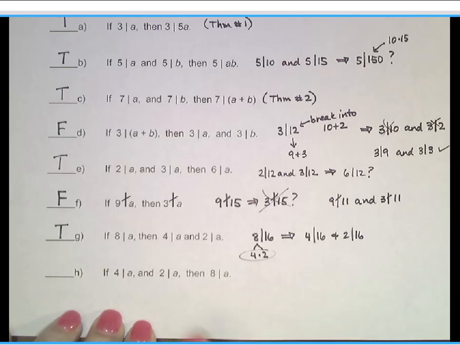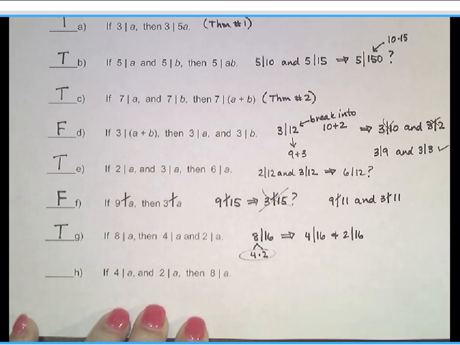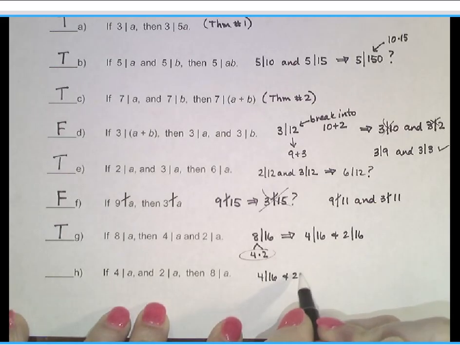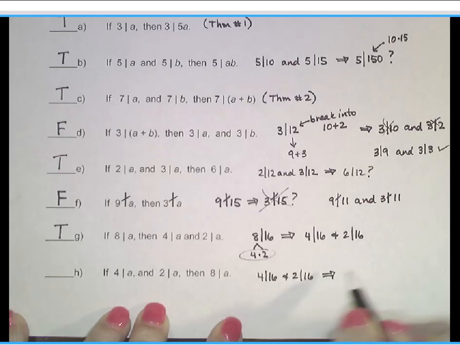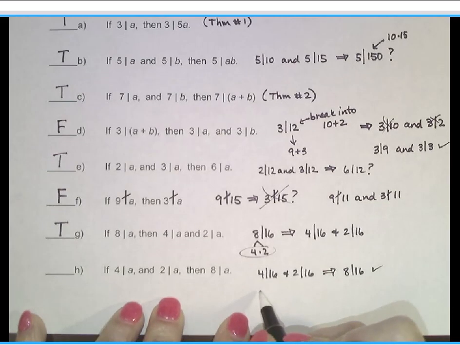Now the last one, we're going to do this in reverse. If 4 and 2 divide the number, then is it a given that 8 is going to divide the number? Well, it depends on what number you pick. If you pick 16, 4 divides 16 and 2 divides 16. Does that mean 8 divides 16? Well, that would be true because 8 does divide 16. What about the number 20?